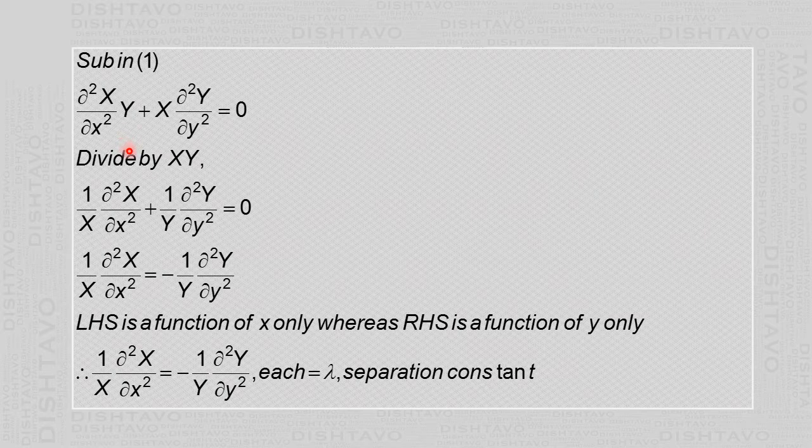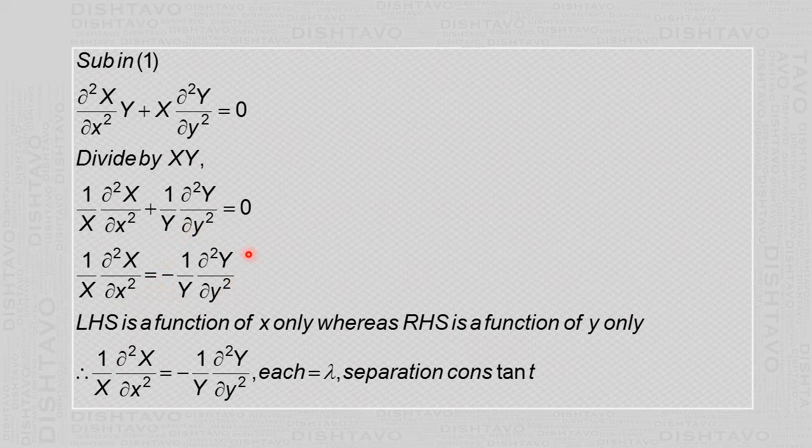When you divide by capital X, capital Y, what you get is 1/X ∂²X/∂x². So this first term contains only function X, plus the second term 1/Y ∂²Y/∂y², which contains only function Y, and that is equal to 0. Then you take the second term to the other side, it becomes minus. So now we have 1/X ∂²X/∂x² equal to minus 1/Y ∂²Y/∂y². And here we find that the left hand side is a function of x only and the right hand side is a function of y only.